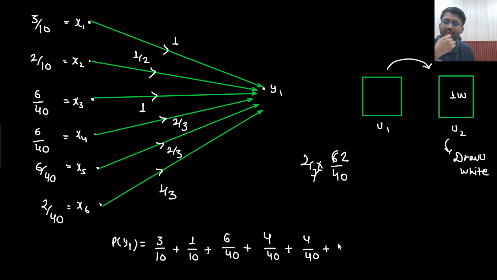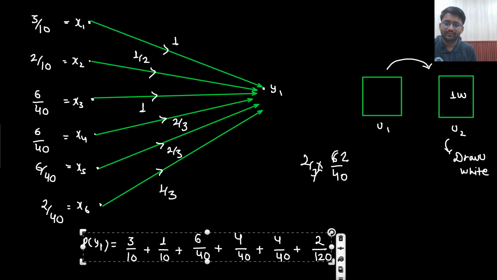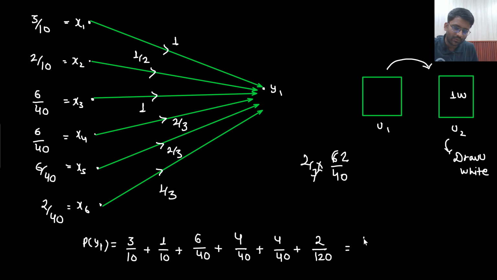Plus 1 by 3 into 2 by 40, that will become 2 by 120. Now it has been disturbed because 1 by 3 into 2 by 40 will become 2 by 120. Okay, so this we are supposed to solve. So 4 by 10 plus this has become 10 by 40. This has become 6 plus 10, 14 by 40 actually. 14 by 40. So 4 by 10, 14 by 40 plus 2 by 120.